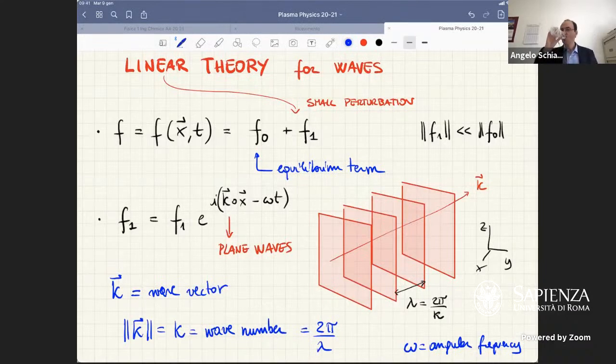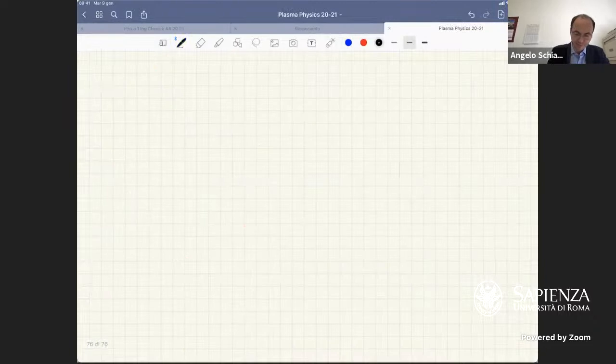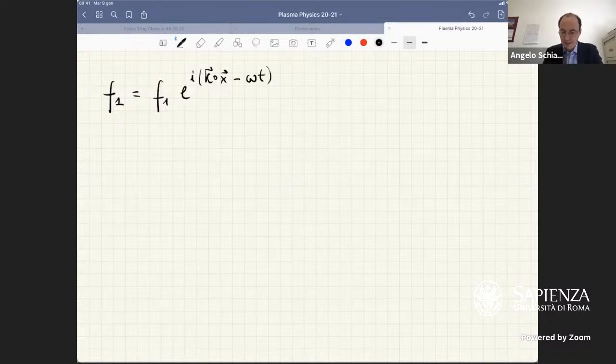Let's proceed with the linear theory. So we introduce the concept of small perturbation f1. I just repeat what I wrote before: f1 is represented by an amplitude times the expansion in plane waves, e to the i(k·x − ωt). This is in complex notation.